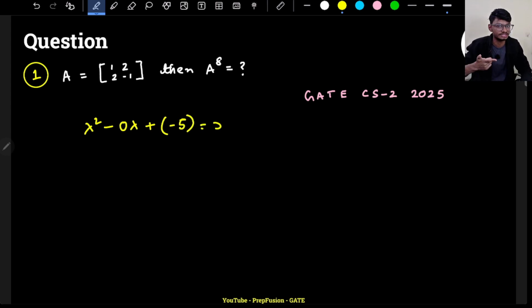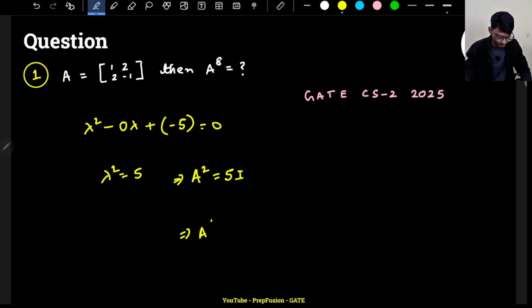Now I can use the reverse Cayley-Hamilton theorem. I can replace lambda with A. As everything is in matrix form, the right hand side also will be in matrix format, that is 5I. So A square is 5I, but I need A raised to power 8. So I will take whole raised to power 4 on both sides. A raised to power 8 will be equal to 5 raised to power 4. 5 raised to power 4 is 625. So 625I will be your answer. I don't exactly remember the options, but whichever option has 625I, that will be your answer.